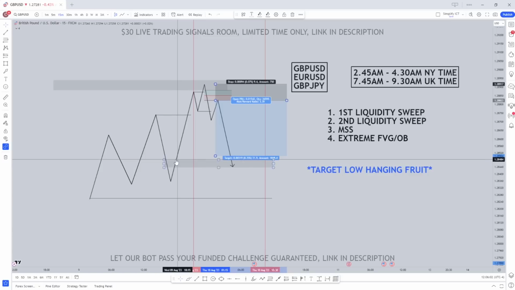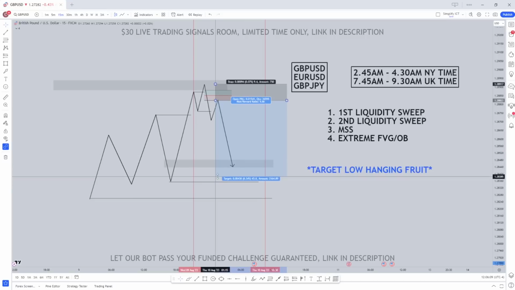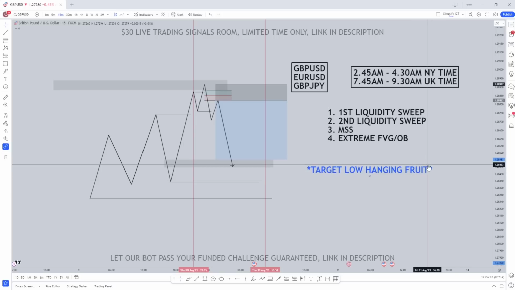So for example, if there's an order block here, if there's a fair value gap, you can target that. And you can target the liquidity if you have got your bias overall and you do think price is going to go bearish from here, for example, you could target the main low. So if there's a fair value gap, any sort of discount array, you know, in the live market examples, then we'll just target that and we'll target the low hanging fruit. So let's get into the live market examples.